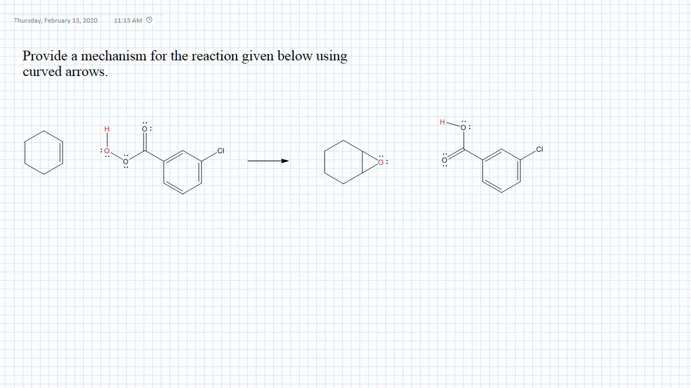metachloroperoxybenzoic acid. Let's write the names. It's going to be an exercise also. So this is an alkene. The first one is an alkene, which is cyclohexene, and the second one is a peroxyacid. It is metachloroperoxybenzoic acid.